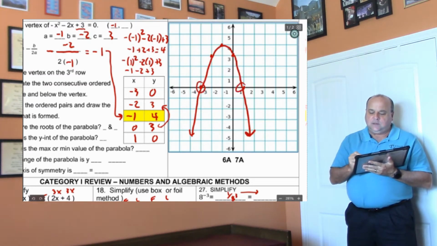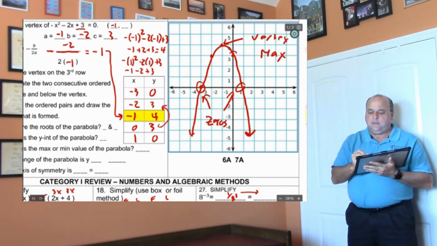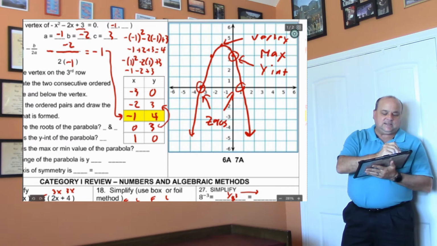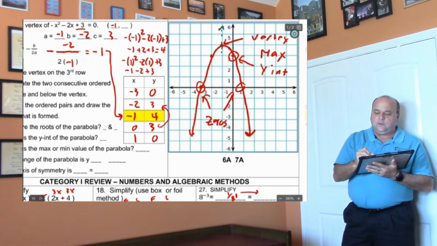Okay, these are the zeros. This is the vertex, and on this problem, the vertex is a max because it's at the top. And this right here would be the y-intercept, right? Those are the points you need to know from this. And lastly, this line going right through the middle would be the axis of symmetry.